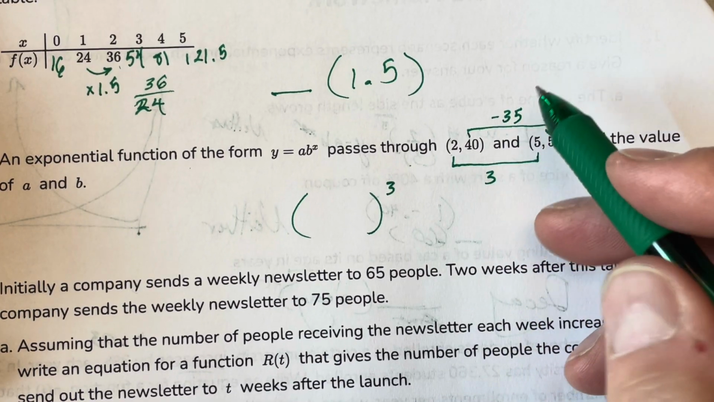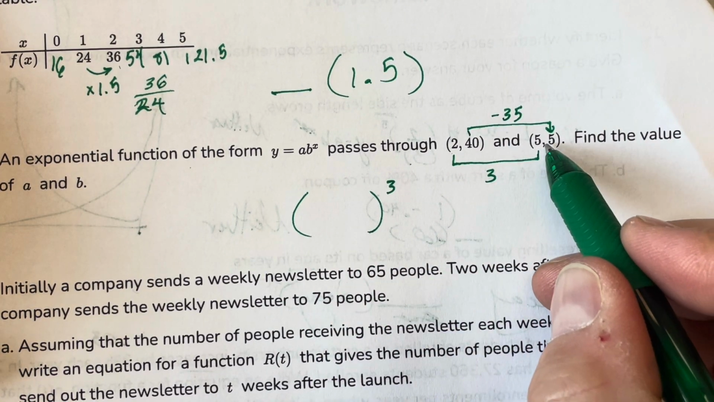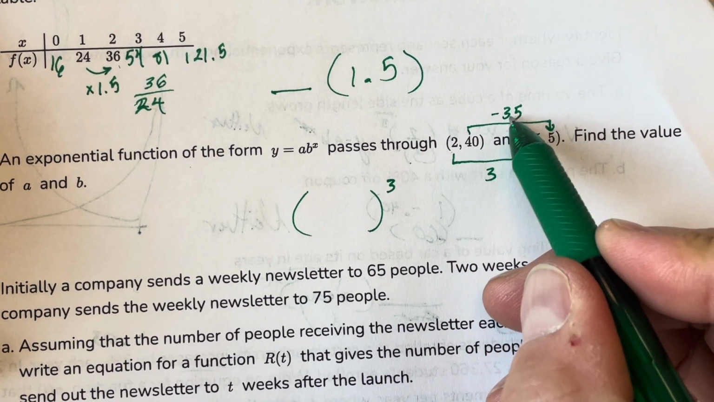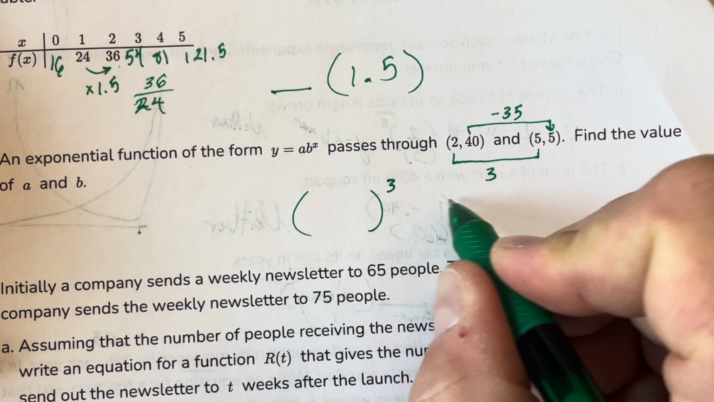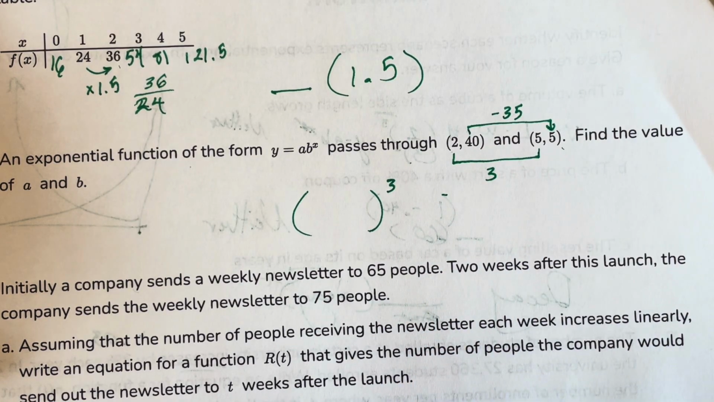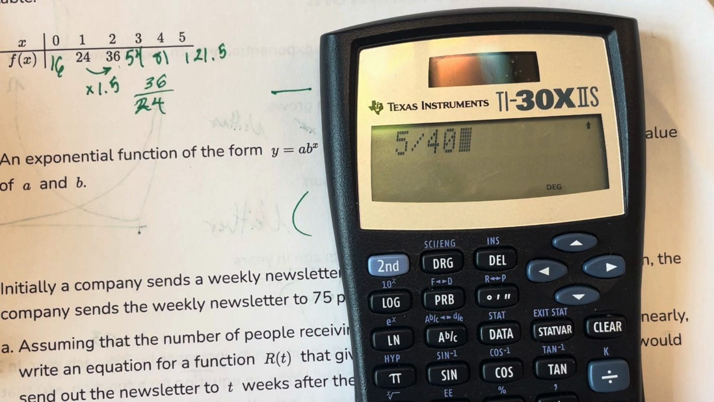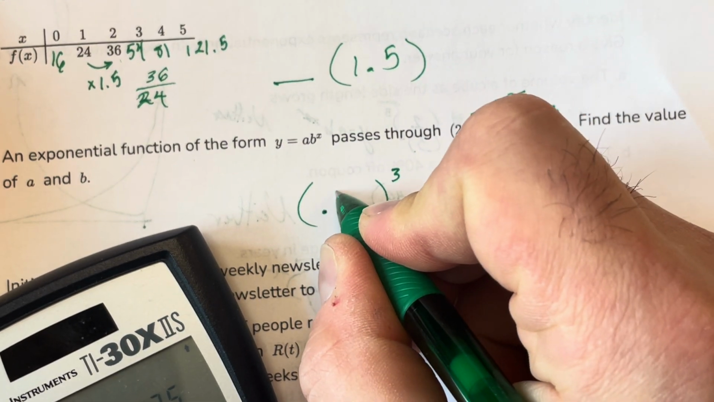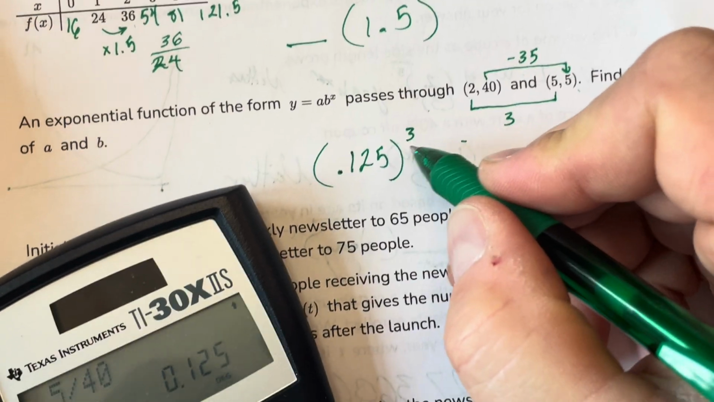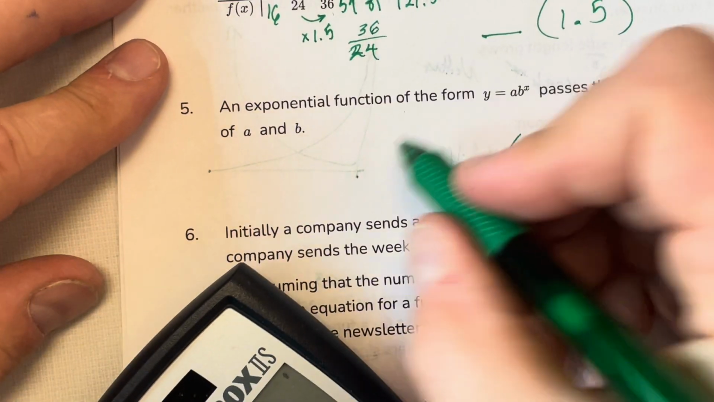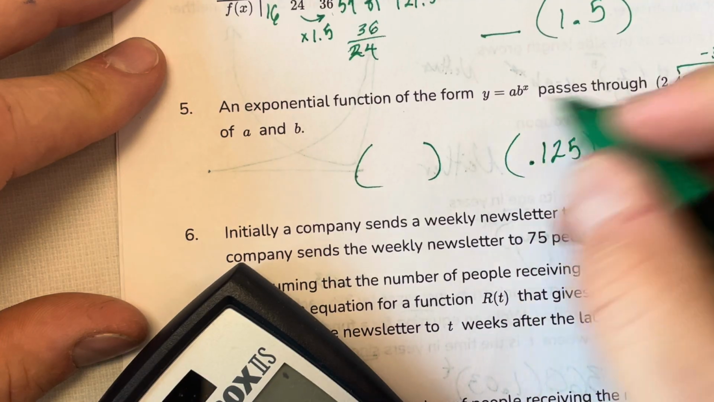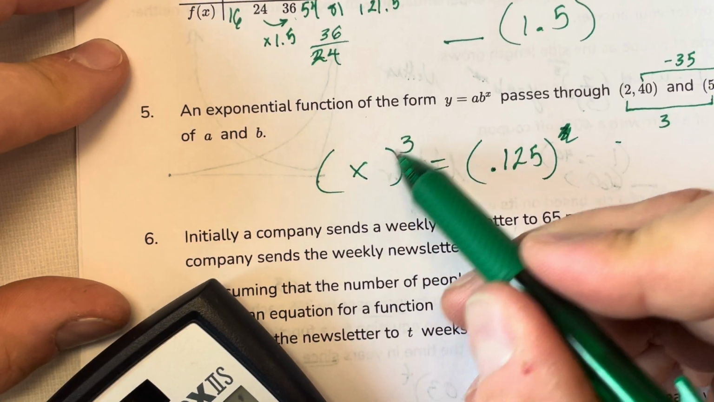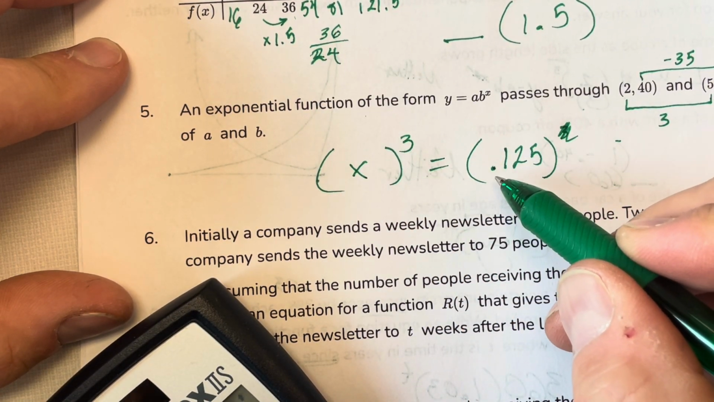But this is like a multiplication problem. So as we work this down, 35 compared to the original value of 40, let's take 5 divided by 40. Overall, it's the growth rate used 3 times. This is not what it is, but some growth rate x that's been used 3 times gives us 0.125.